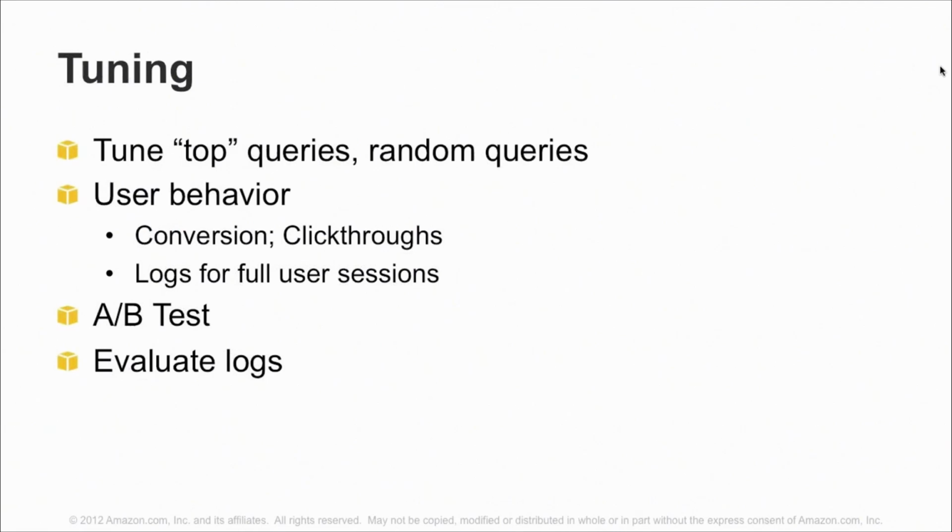You can look at logs for full user sessions to understand that somebody first searched for shoes and then they searched for women's shoes, or they added filters. And you can use that behavior to inform how you should tune the results so that the more relevant items come to the top. You can, of course, do A/B testing.